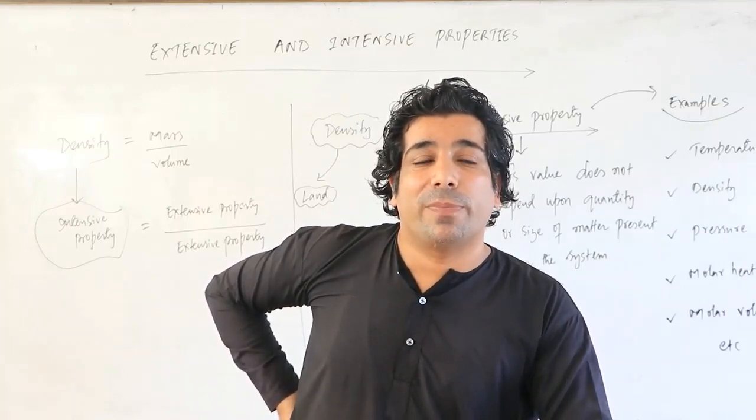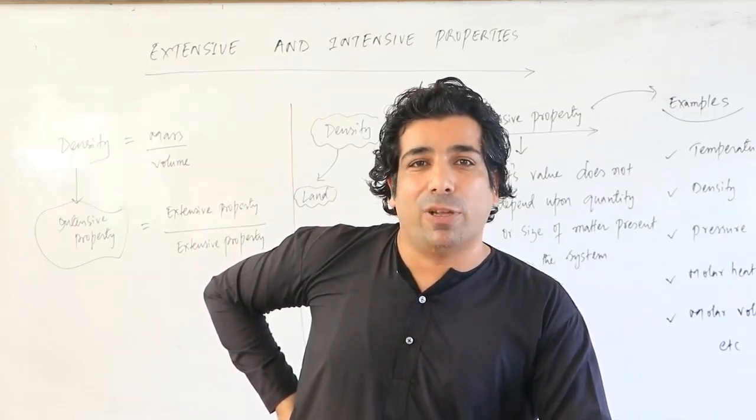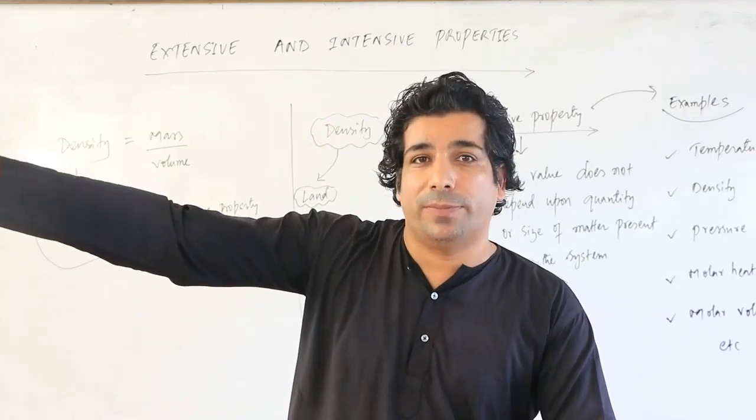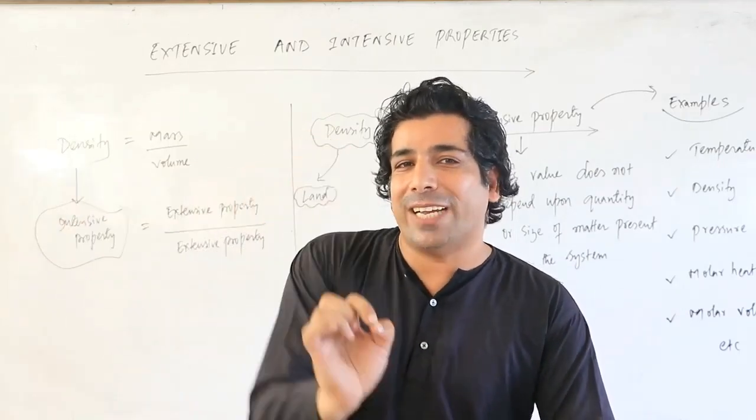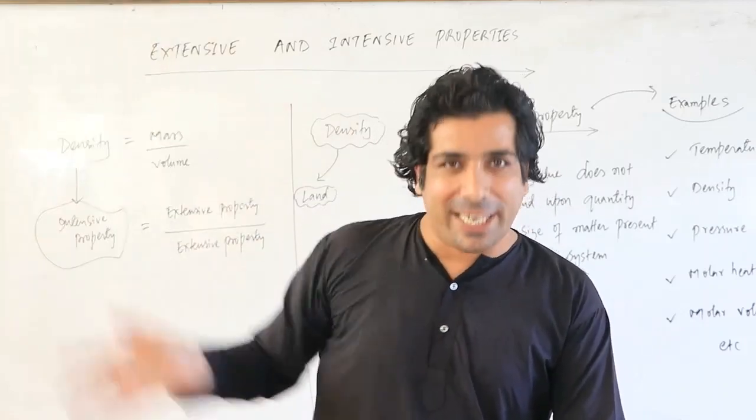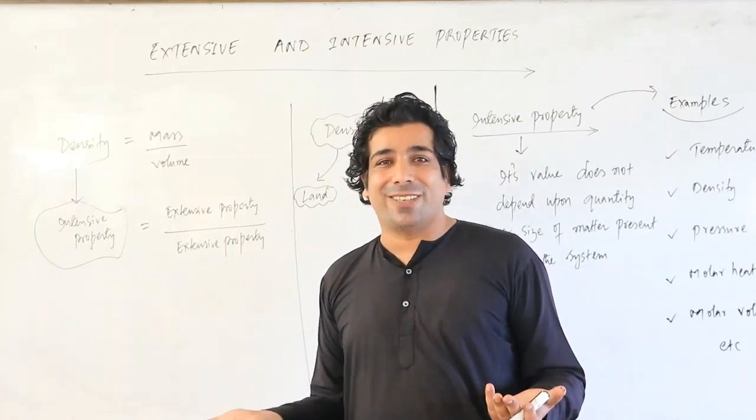It does not depend upon the size of matter. If it depended upon the size of matter, then the density of a sample of soil should be different from that of a huge amount of soil. Yes or no? So whatever is the density of a sample of soil, the same is the density of the entire land. So understand, density does not change with the size of matter.